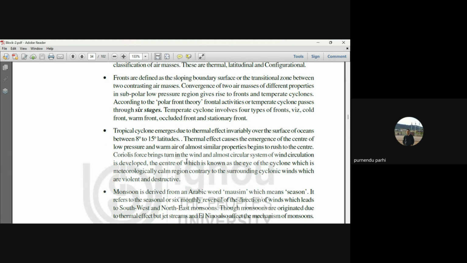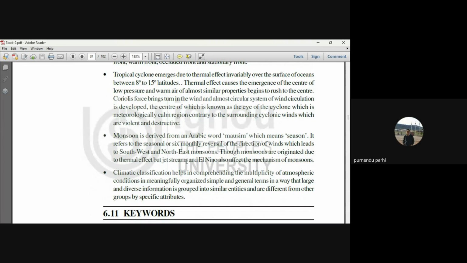Then tropical cyclones emerge due to the thermal effect, invariably over the surface of ocean between 8 degree to 15 degree latitude. Thermal effect causes the emergence of the center of the low pressure and warm air of almost similar properties begin to rise to the center.